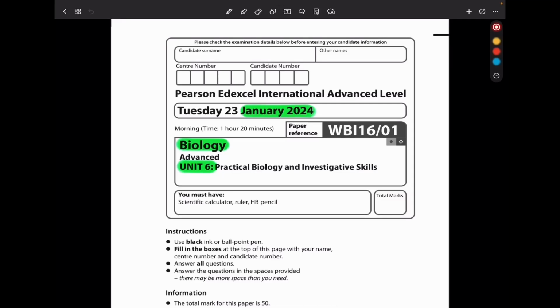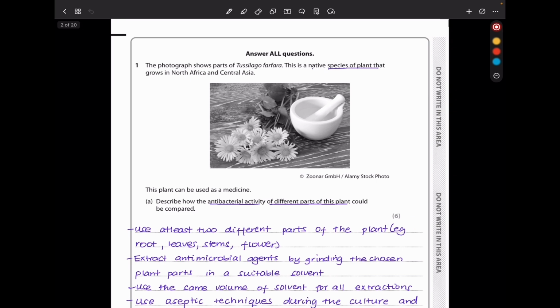Today we're doing the Pearson Edexcel International A-Level Biology Unit 6 for January 2024. Let's begin with the first question.